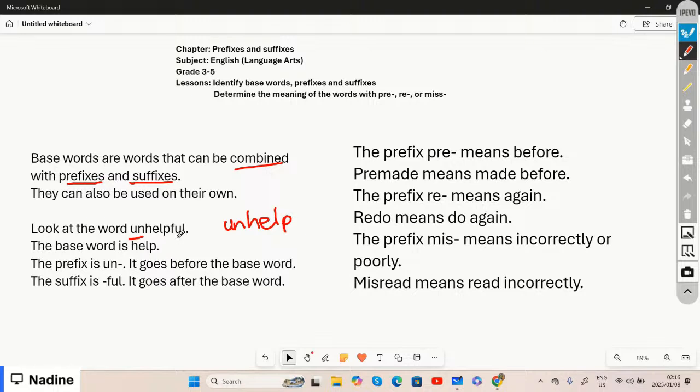But now we add the suffix and then it becomes unhelpful. Help means that I help someone. It's something that you're doing, it's an action. But as soon as you become unhelpful, it changes the meaning of that word, because you are not helping. And if we look at the prefix "un," it is the word that we add before the base word, and the word "full" comes after the base word.